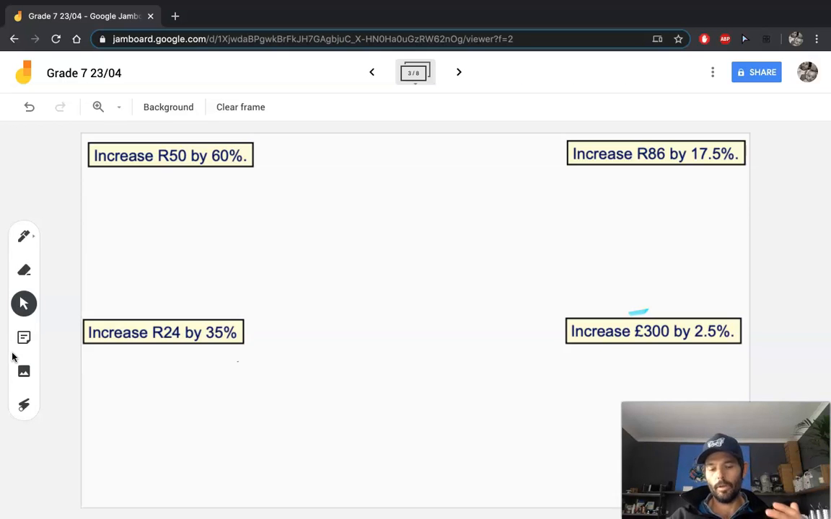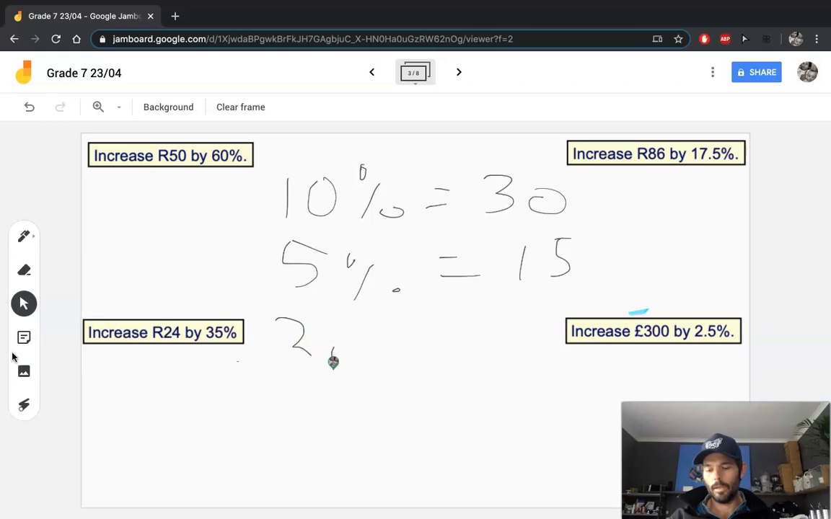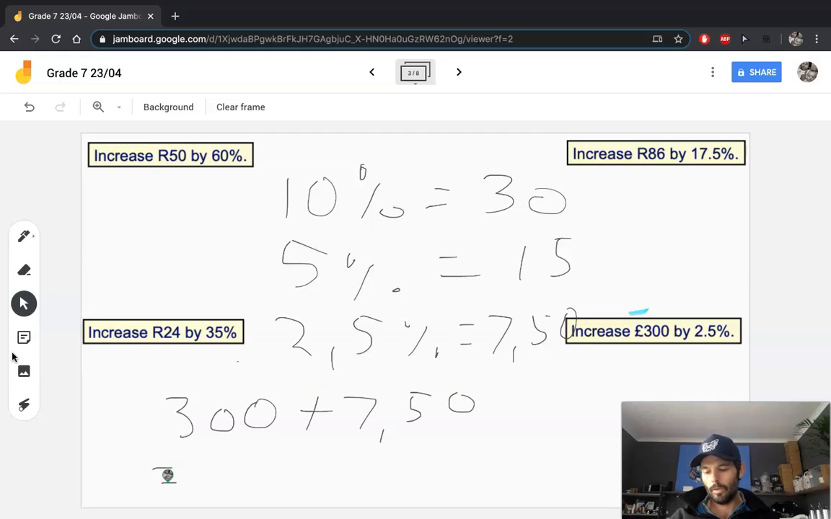Okay, so if I worked out 10% of 300 first, that equals 30. So 5% equals 15. So 2.5% equals 7 Rand 50. And now all I need to do is add that 7 Rand 50 onto 300, and I get 307 Rand and 50 cents.